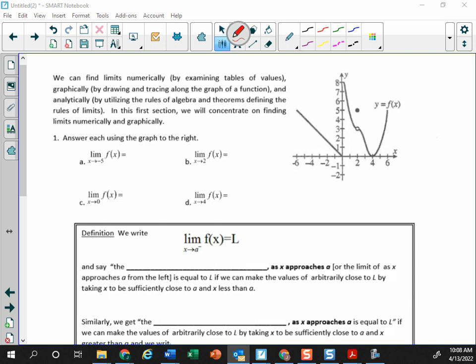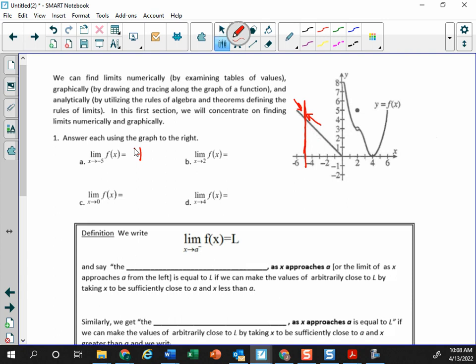What'd you get for letter A? It's as x approaches -5, so we're looking over here. It's like you're building a wall at -5 and figuring out what y value would I run into at that wall. Okay. So it looks like 4.